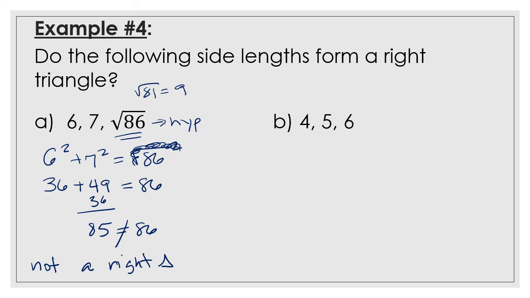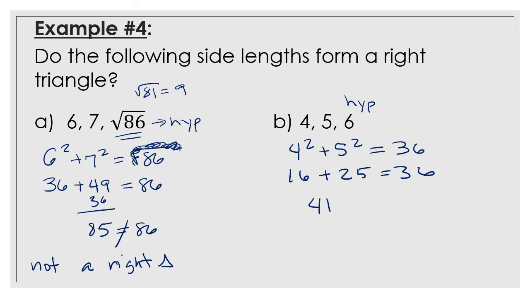All right, welcome back. So this 6 has to be my hypotenuse, so I'm going to take my leg squared plus my other leg squared, and the question is, does it equal my hypotenuse squared, which I squared in my head. So 16 plus 25 equals 41, and that actually does not equal 36. Therefore, this is not going to be a right triangle.